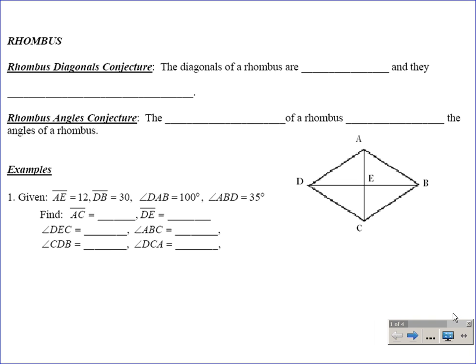Again, for all you guys that are just tuning in online, we're talking about special parallelograms today. Special parallelograms is what we're talking about.